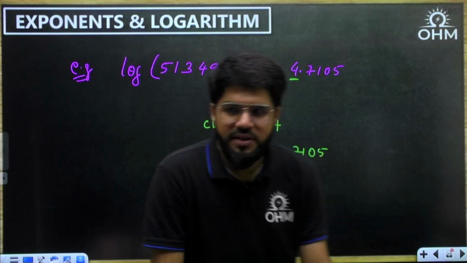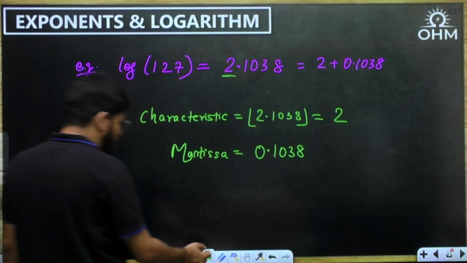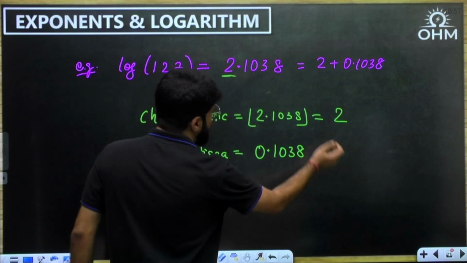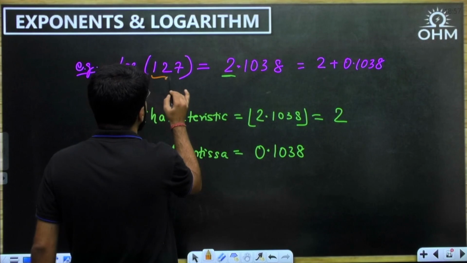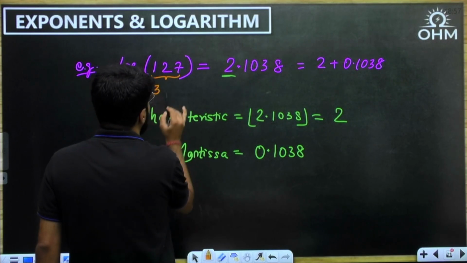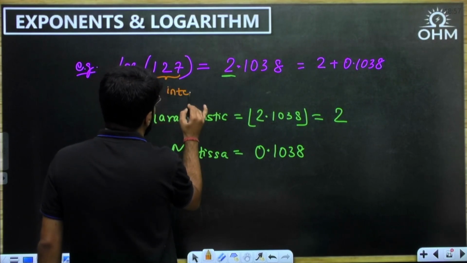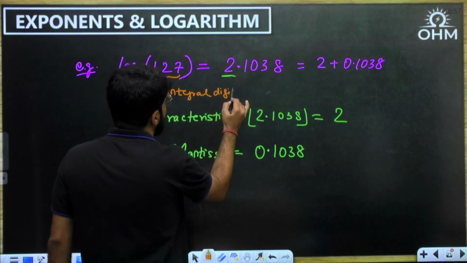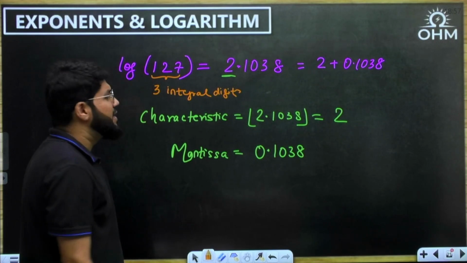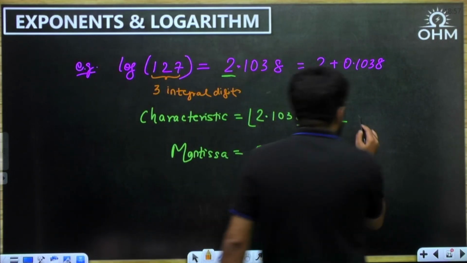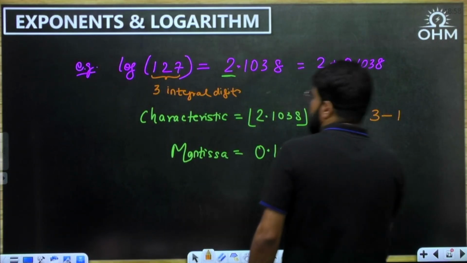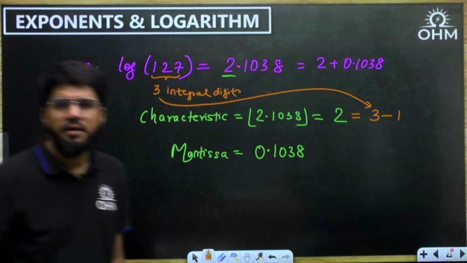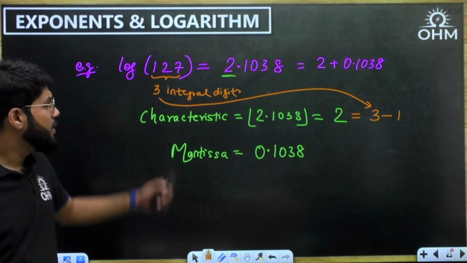Now, some important observations. See, the characteristic obtained here is 2. Count the number of integral digits. 127 has how many integral digits? 3 digits. And the characteristic is 3 minus 1.